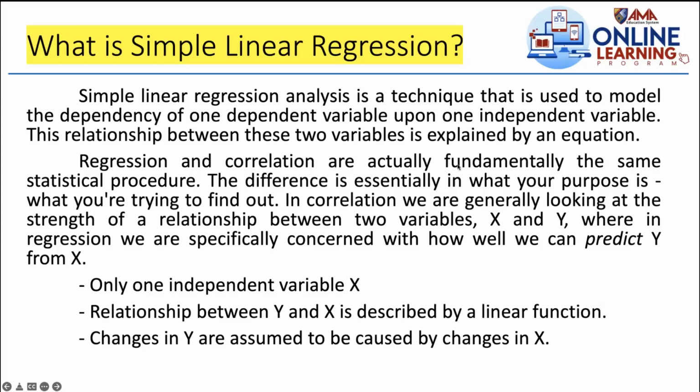Regression and correlation are actually fundamentally the same statistical procedure. The difference is essentially in what your purpose is, what you're trying to find out. In correlation, we're generally looking at the strength of a linear relationship between two variables x and y. Whereas in regression, we're specifically concerned with how well we can predict y from x, right? Because this is part of inferential statistics, we use the model for prediction.